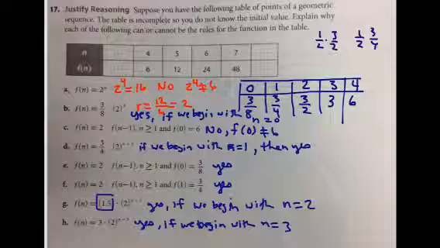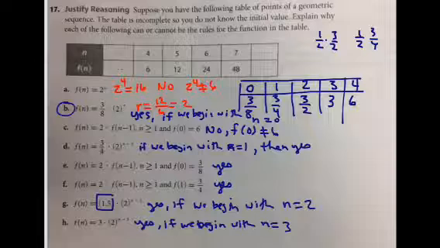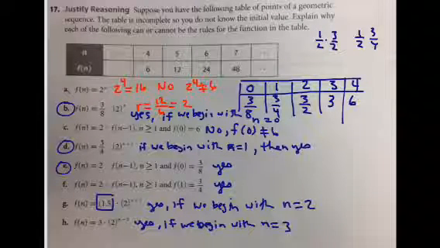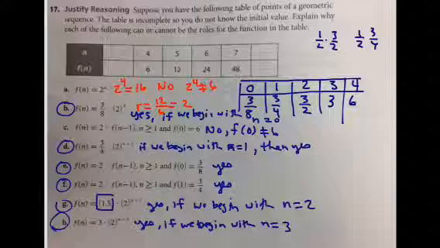Okay, so the ones that could possibly be true are B, D, E, and the rest of them. So those are true if we begin with those n values that are there.